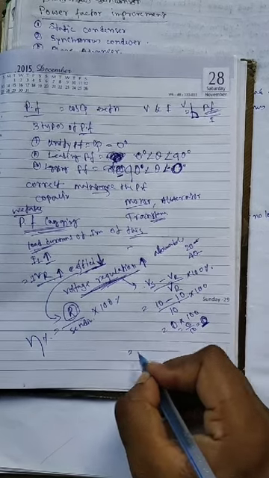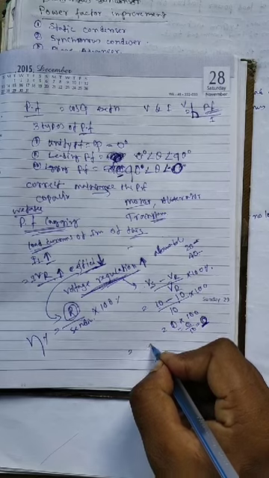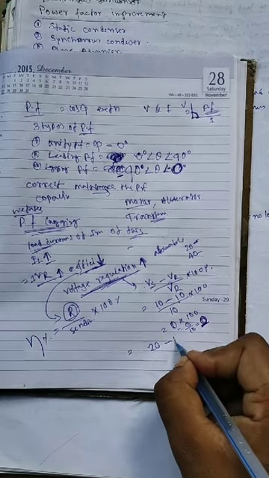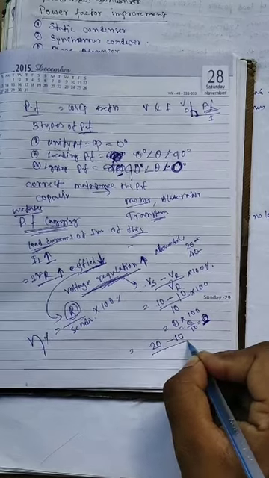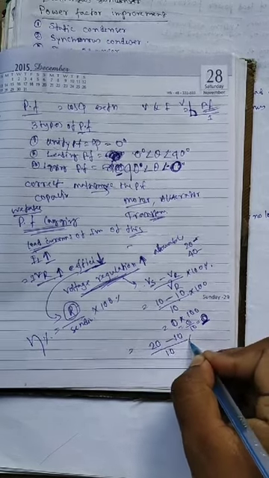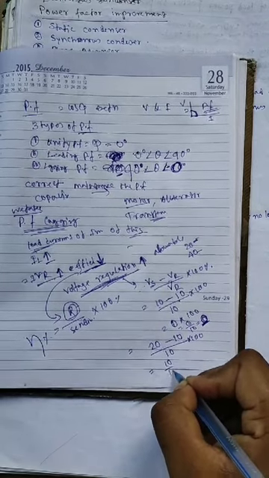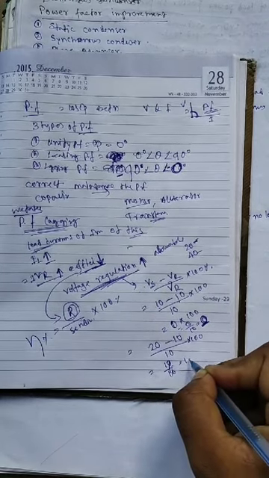In another example, sending end voltage is 20 and receiving end voltage is suppose 10, into 100. That means 10 by 10, which is 1.